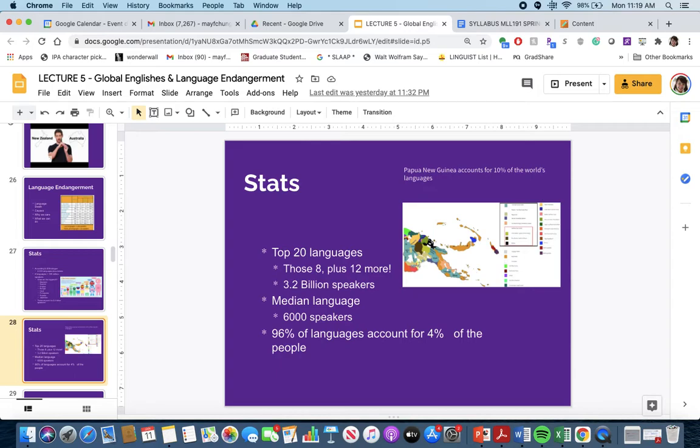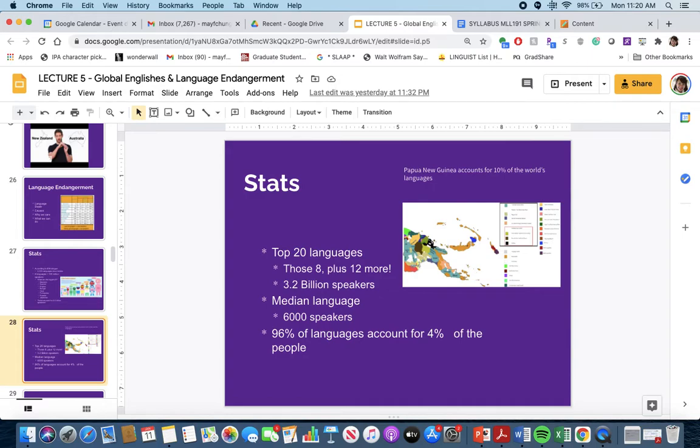But you might be able to speak other languages that are not accounted for. A lot of people, it's kind of like the top 1%, speak these top eight languages, but then the majority of languages, sorry, 96% of the languages, account for probably only 4% of the people.